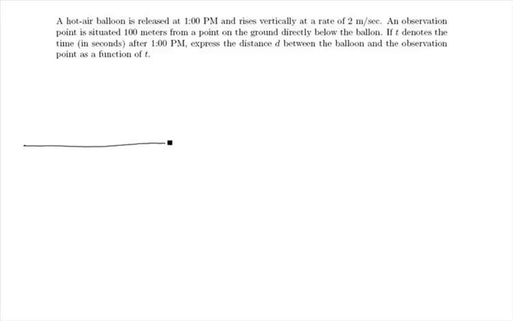There's the ground. We have some hot air balloon that's rising at 2 meters per second from the ground. An observation point is situated 100 meters from a point on the ground directly below the balloon. So there's some observer here that is 100 meters away from the bottom of the balloon. So 100 meters.